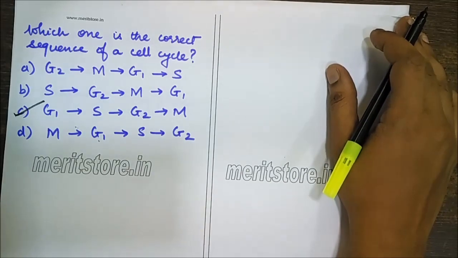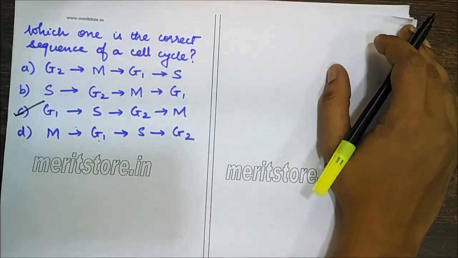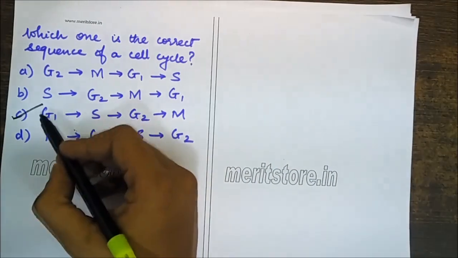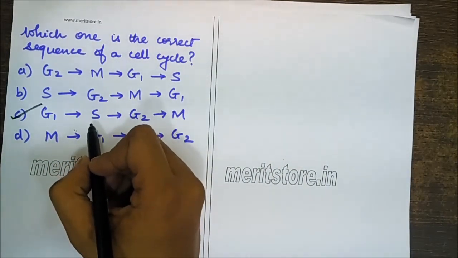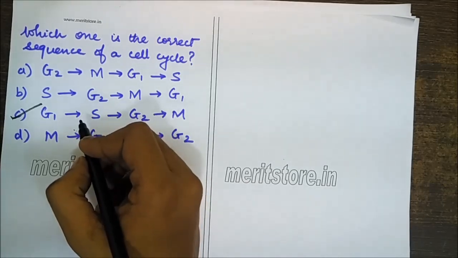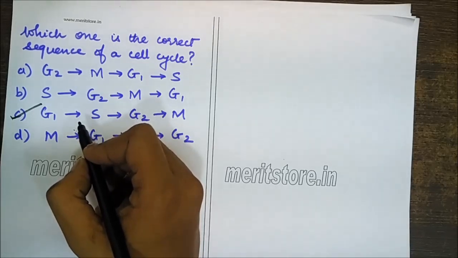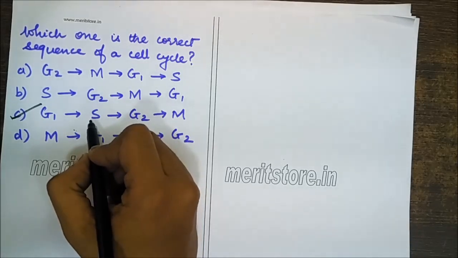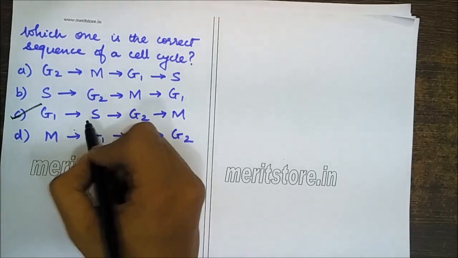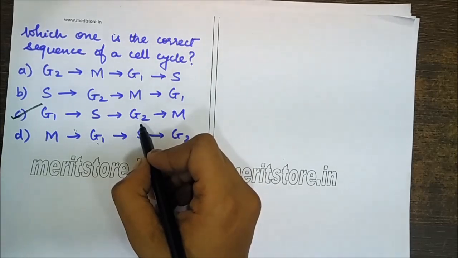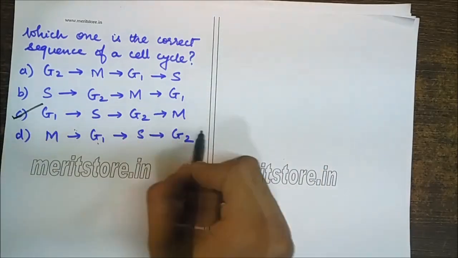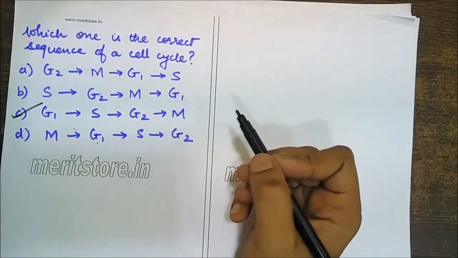Now G1 is the longest phase. It is also called the first growth phase. Here the nucleus and the cell grow. Then in S phase, DNA replication occurs and the DNA content doubles. Now in G2 phase, there is an increase in synthesis of RNA and proteins, and the cell organelles multiply. So this is the correct phase sequence.